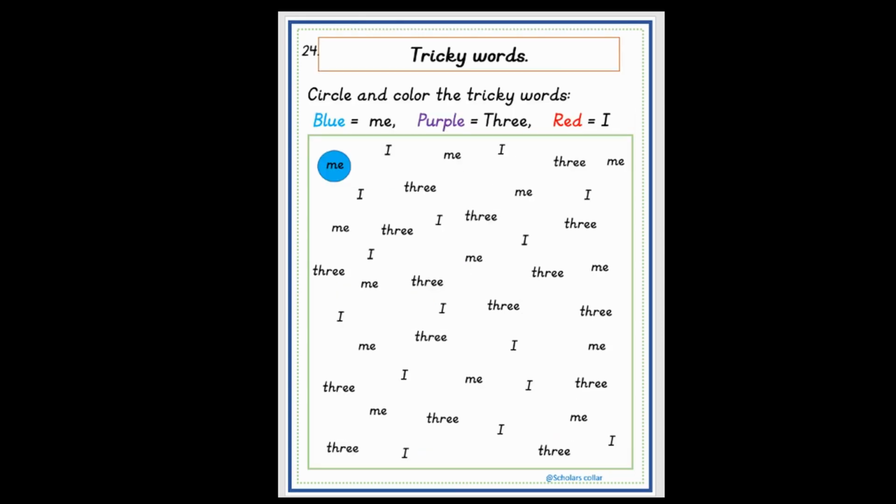Next, we have tricky words where you're going to pick tricky words and color them. We're emphasizing the 3 tricky words that you learned in this group, that is me, 3, and I. All you're going to do is color all the me's in this group blue. This reinforces the child's memory with trying to remember the word me. Same thing with 3. There are 2 e's here, so this is 3. There's a long vowel sound. So 3 is colored purple and I is colored red.